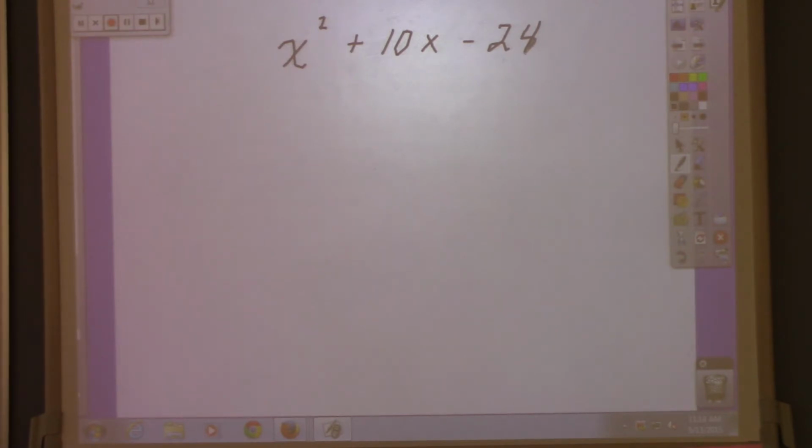Let's put this one on. People go, well, there's no way 3 times 8 will give you 10, or 3 plus 8 will give you 10. And they sit there and stare at it. 3 and 8. Well, 6 and 4 will give you 10, but that won't work. And they try 3 and 8 and 6 and 4 for 30 minutes, and then they give up on the problem and go to the next problem. Because it hadn't started with 1.